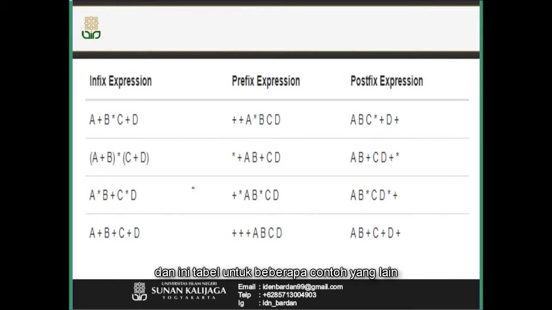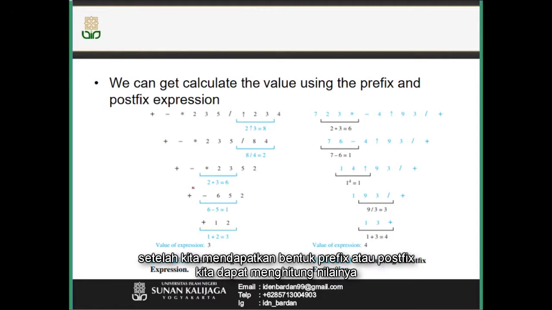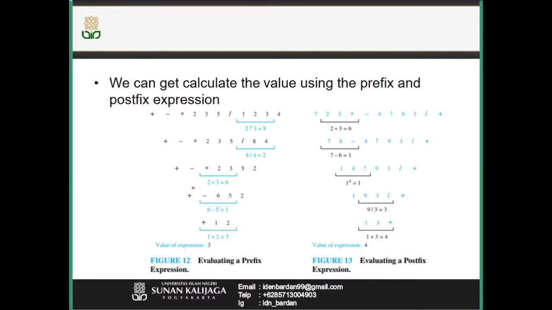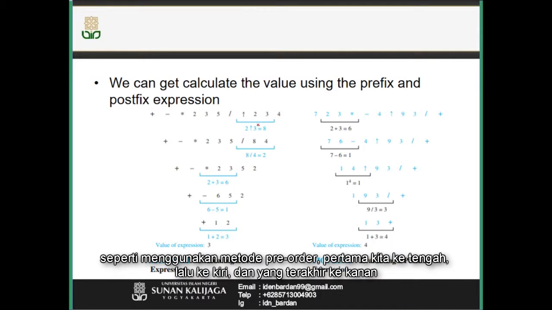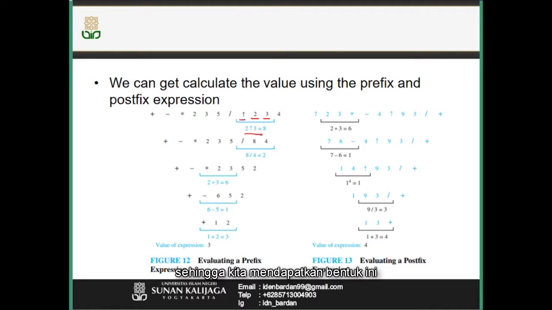And here is a table for some other examples. After we get the prefix or postfix expression, we can actually calculate the value. How do we do that? For the prefix expression, we start from the right side of the expression and find the nearest operator. Like using the pre-order method, first we go from the middle, then the left one, and then go to the right one, so we get this expression.